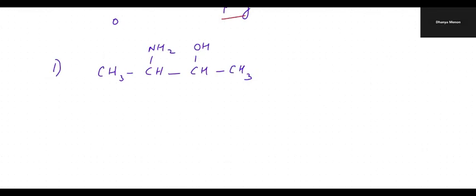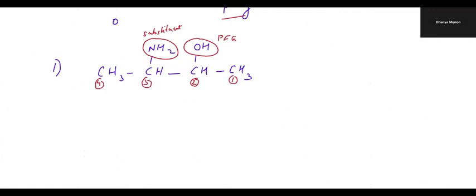Now the first question, students. Now you can see there are two functional groups. One is the OH, one is NH2, alcohol and amine. So if you look at the priority order, the alcohol OH is our primary functional group. So amine is our substituent. Okay, so we number from this side as it is nearest to the primary functional group.